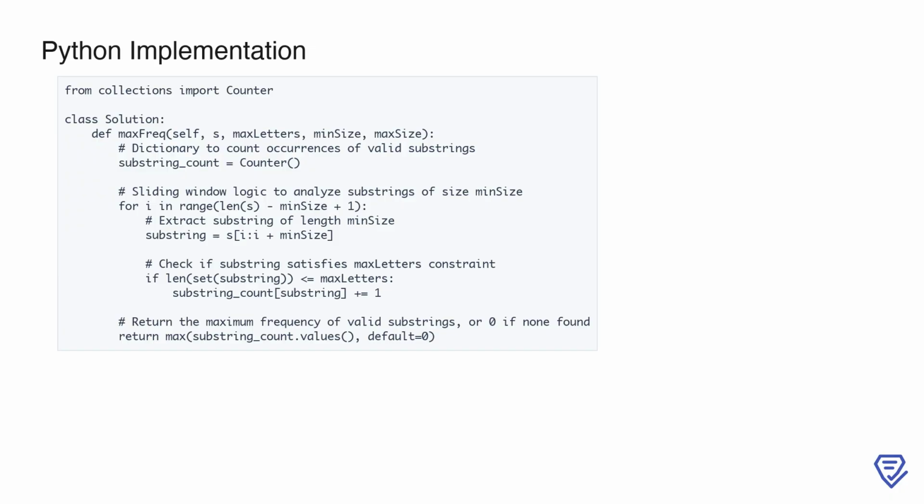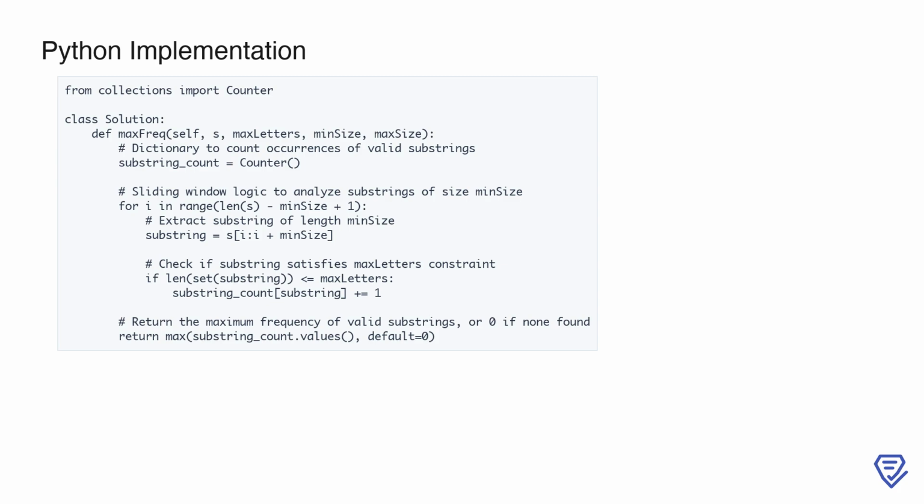However, note that we only focus on substrings of length min size to maintain efficiency, as any substring longer than min size would include all substrings of length min size. We initialize an empty Counter object called substring_count to keep track of the frequency of valid substrings. Next, we use a sliding window approach to iterate over all possible substrings of length min size in the input string s. The range of the loop ensures that we only consider substrings within the bounds of the string.